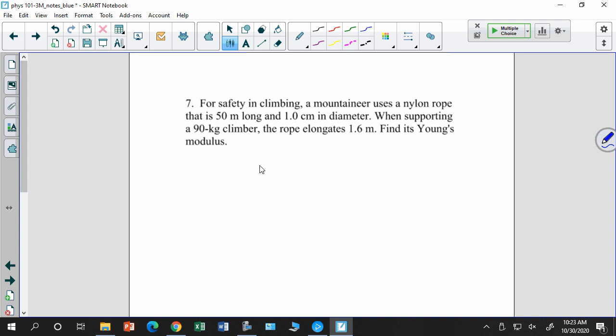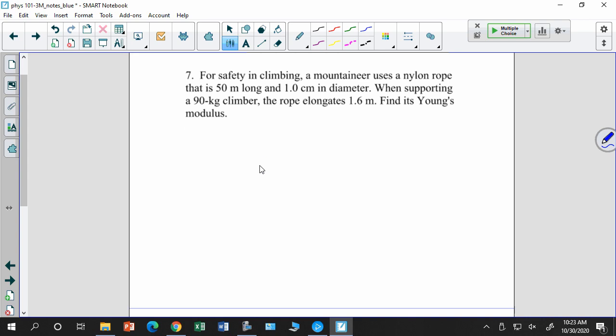All right, let's try number 7. This is Young's modulus, or stress and strain. Remember, F over A is equal to Y times delta L over L. So here we're looking for Y. That's going to be F times L over A times delta L. I just multiplied both sides by L over delta L.